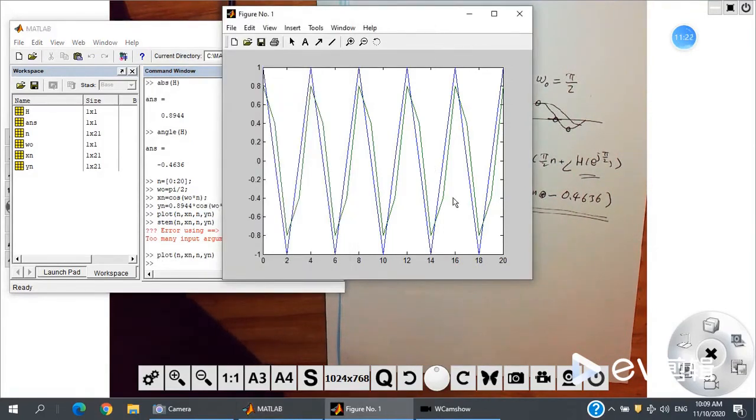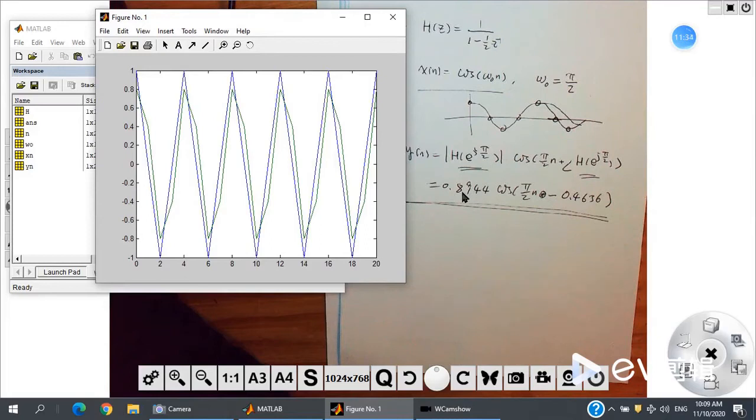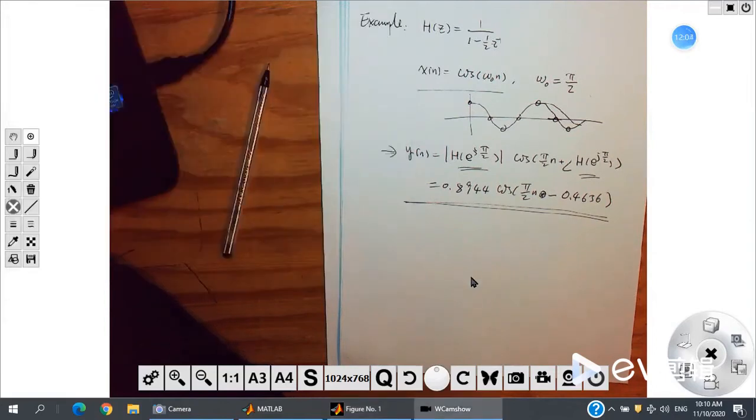So by the plot, the blue one is x of n. Then the green one, the magnitude is somehow smaller, right? Magnitude now is 0.89. So it should be a less amplitude, the green one. But it is not really a shift. The original one will be the blue curve, right? You see the blue curve and the green curve, are they really a shift? No. If you just look at the graph, they didn't look like a shift. But how do we say this is a shift?